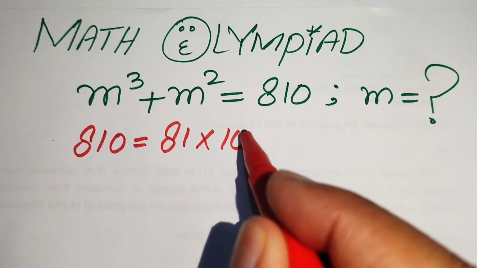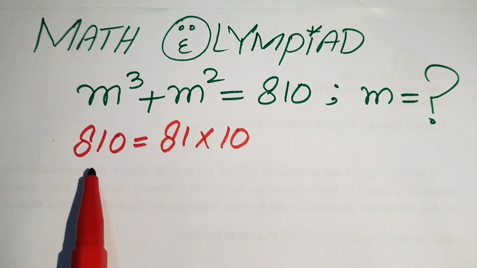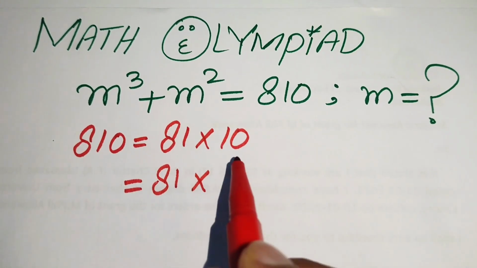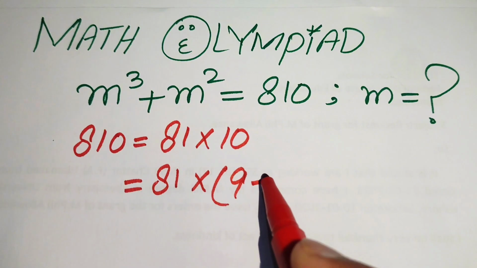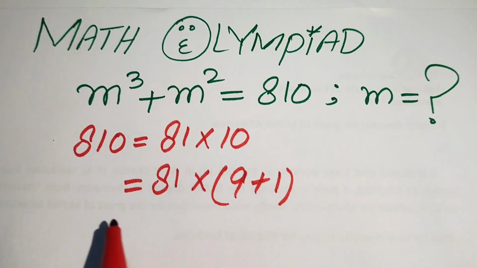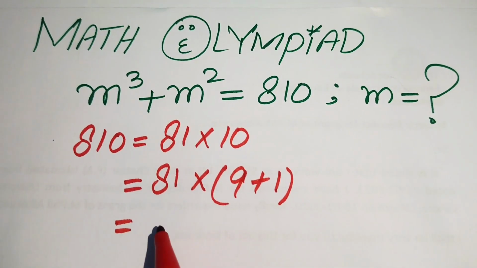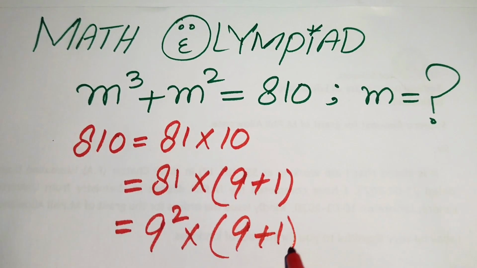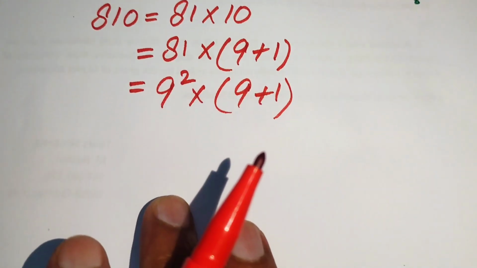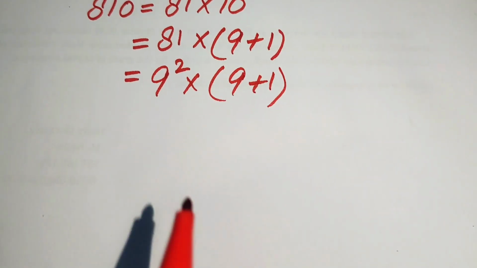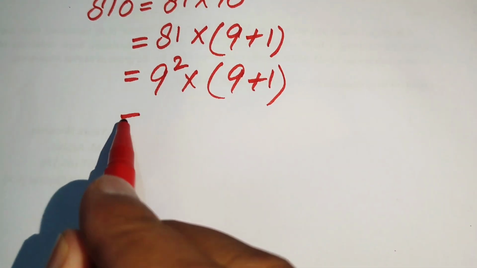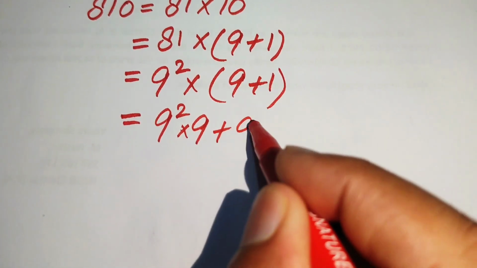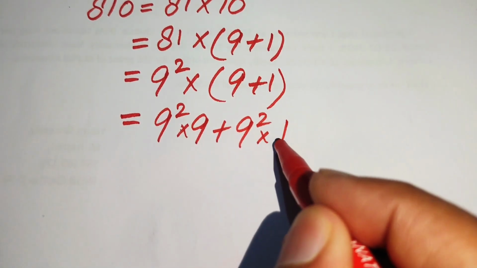81 times 10. We know that 81 times 10 becomes 810, and after that we have this 81, and we write this 10 as 9 plus 1. So now we write 81 as 9 square multiplied by 9 plus 1, and after this step we multiply this 9 square on both of these terms, and it will be written as 9 square multiplied by 9 plus 9 square multiplied by 1.